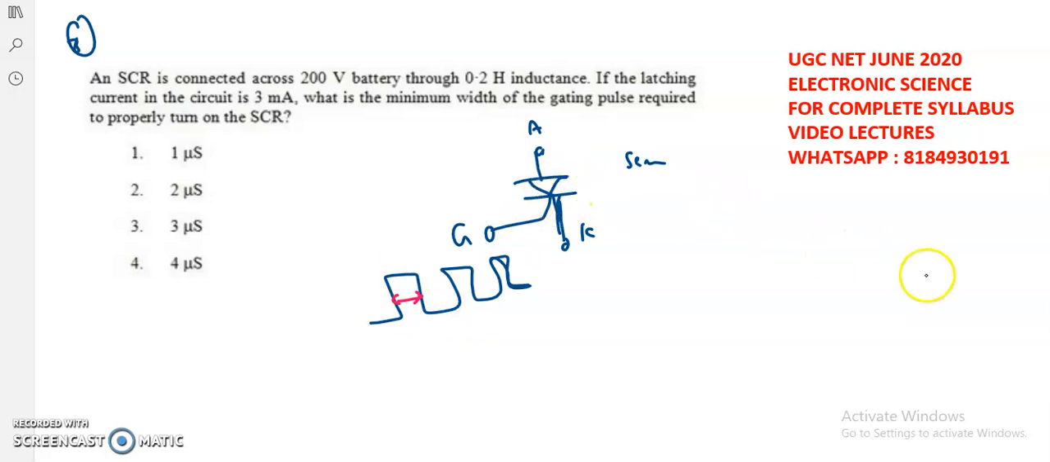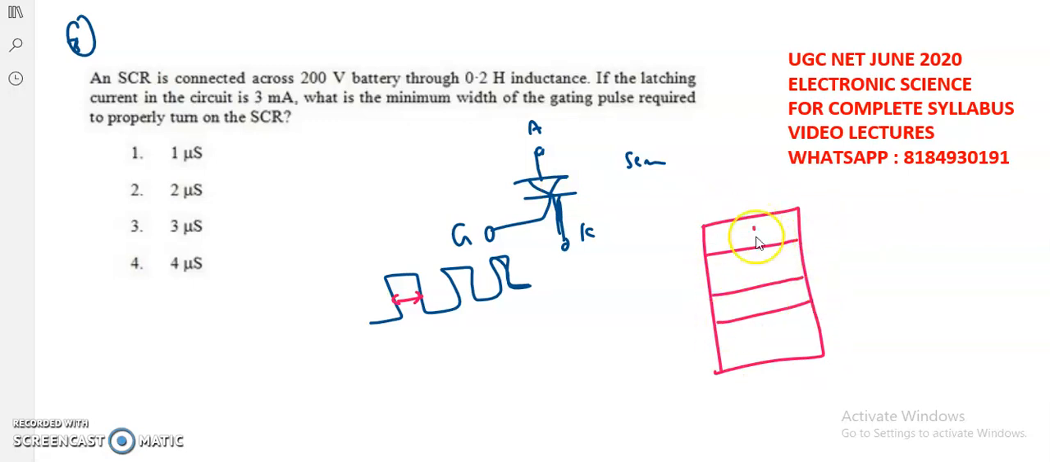Why? Previously I gave the same explanation, but now with a little change in the explanation of the operation of this SCR. So it has the anode, the cathode, and the gate.